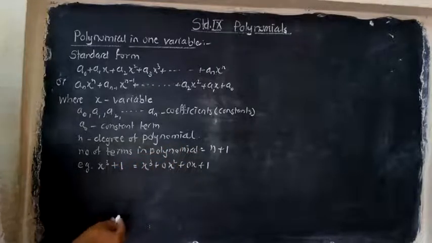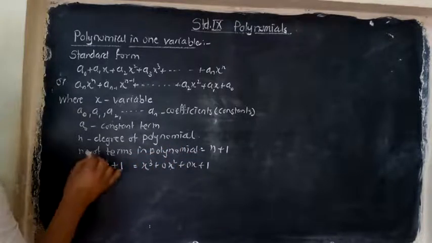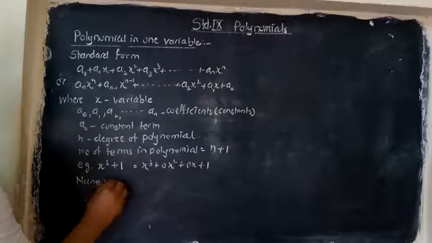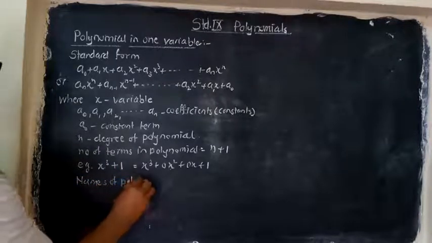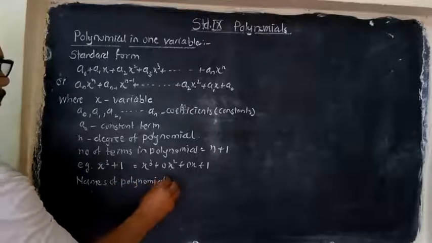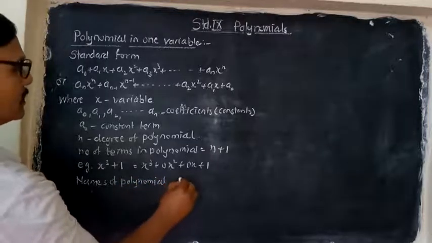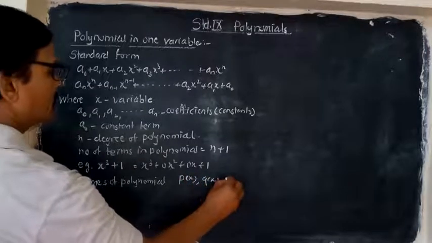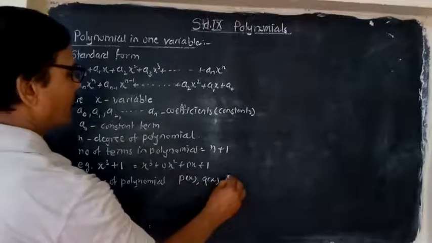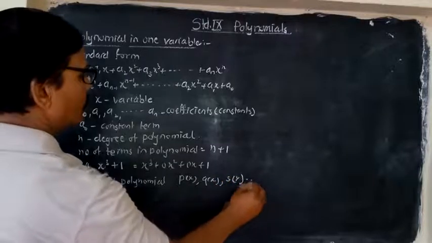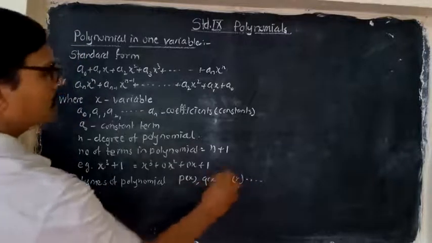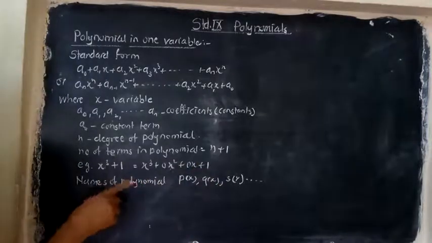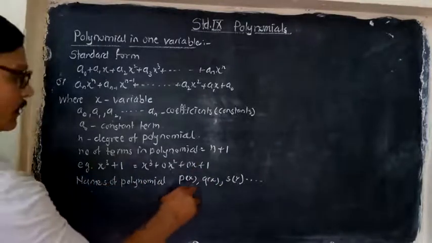n plus 1. And the names of polynomials are written as px, qx, rx, s and so on. Here the variable may be different and the name may be different, but these are polynomials in that variable.